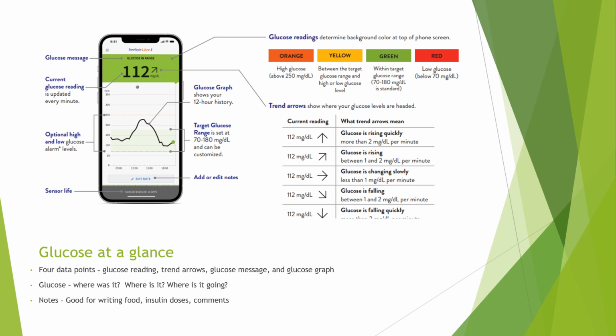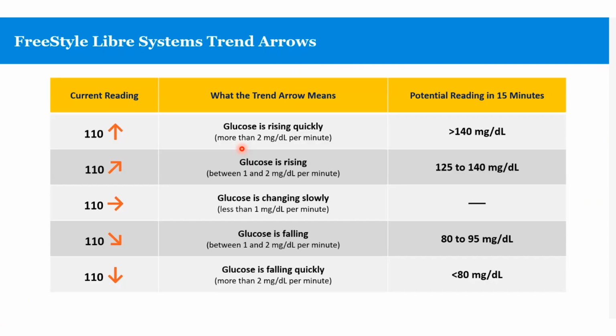So essentially, it's just a lot of information, but this is the phone and or reader where you're getting a number with an arrow next to it and then a graph, and it's showing you when you're in range, in the 70 to 180, what your reading is in the moment and what direction your reading is heading. And these are the Libre arrows.